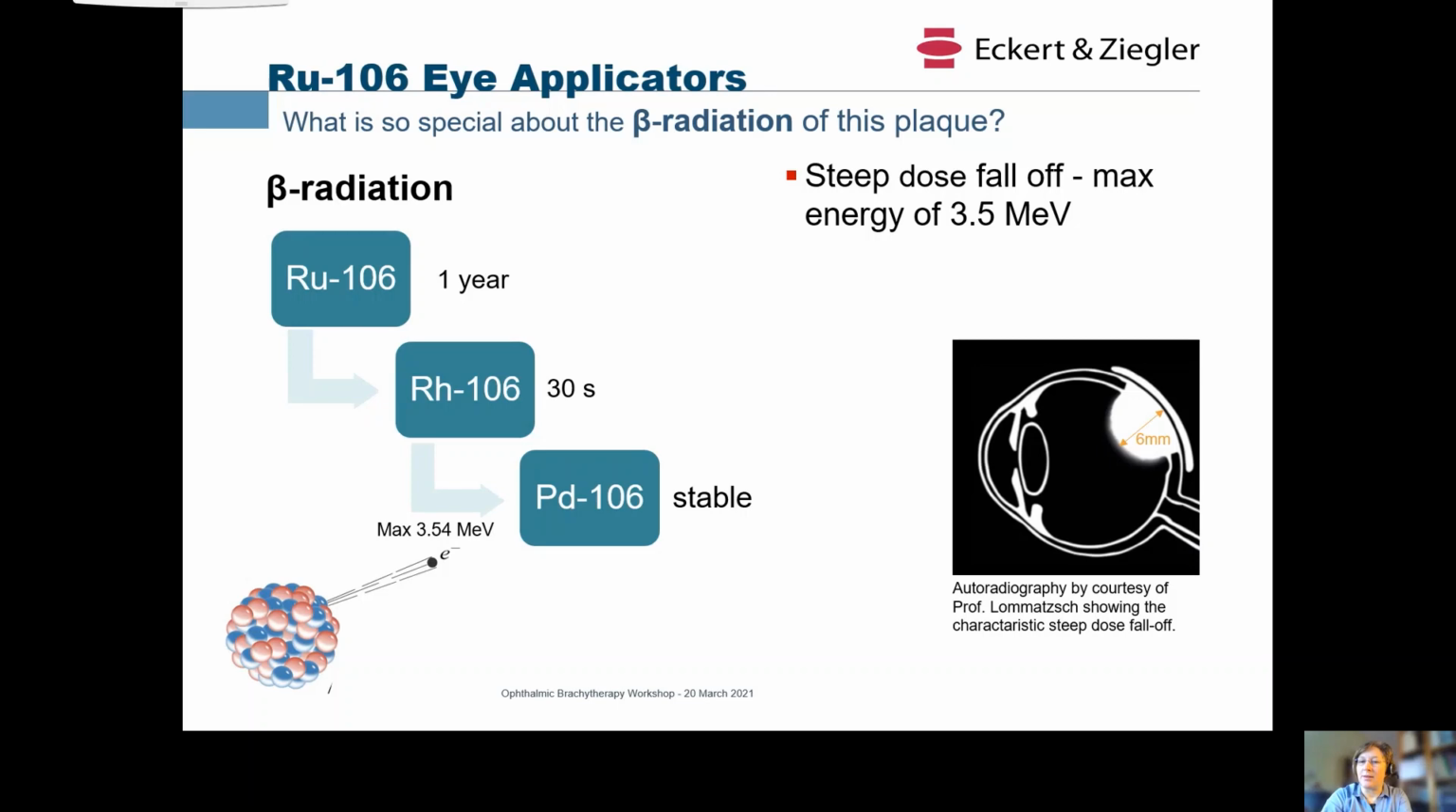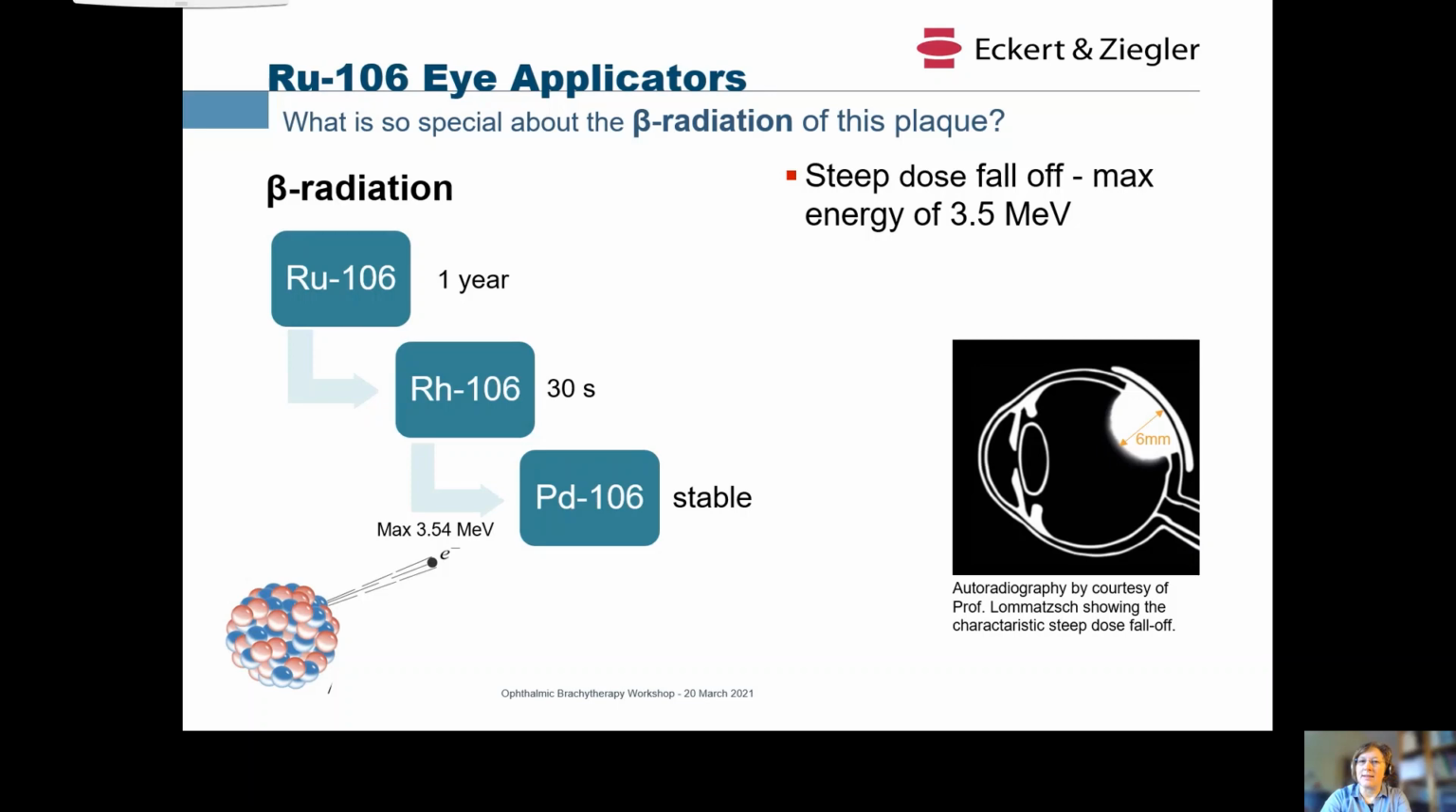The unique feature of the ruthenium eye applicator is the very steep dose fall off. It's resulting from the fact that beta radiation is stopped in tissue much faster than gamma or X-rays. Hence, the vast majority of the energy deposited in tissue ends up in the first millimeters next to the source surface, killing successfully the tumor cells at the base of the tumor and up to the tumor apex.